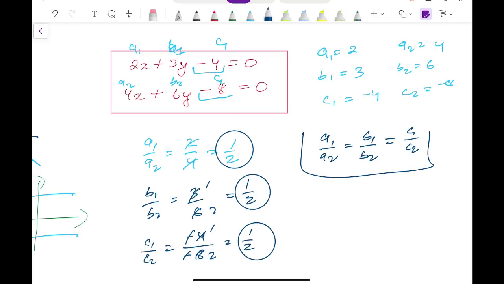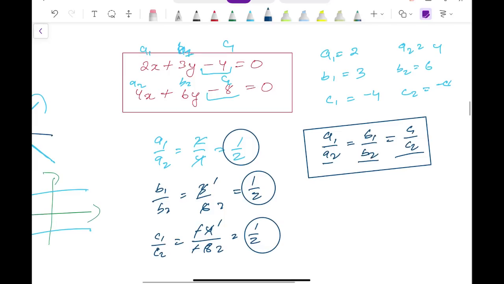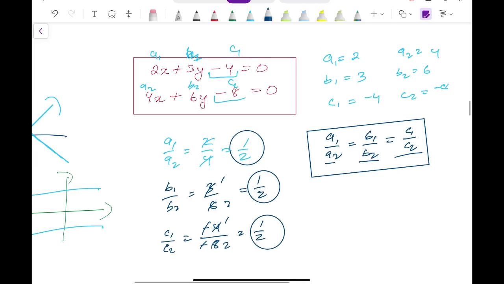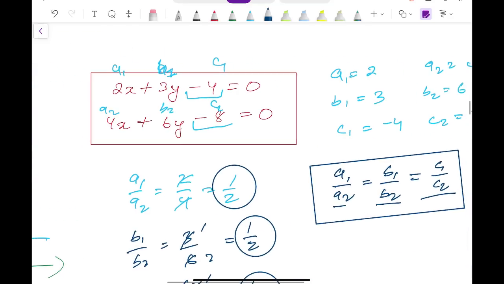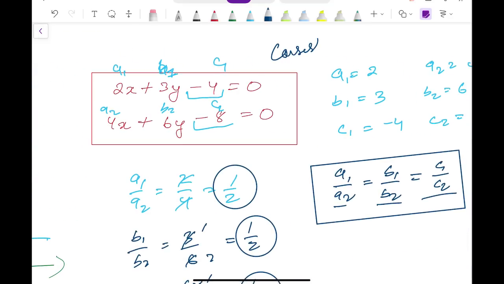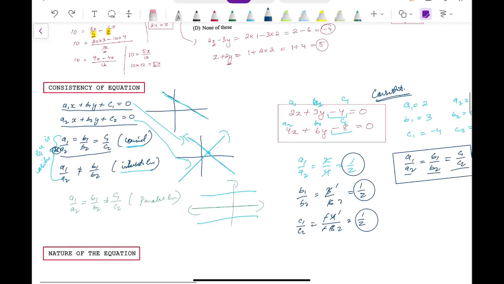So what is the condition here? If all the three terms are the same, we call it there are infinitely many solutions also, or they coincide. So which simply means this one, the first case here. So which means we can say that the equation is consistent. So this equation is consistent. Okay. So let's end there for the consistency of an equation.